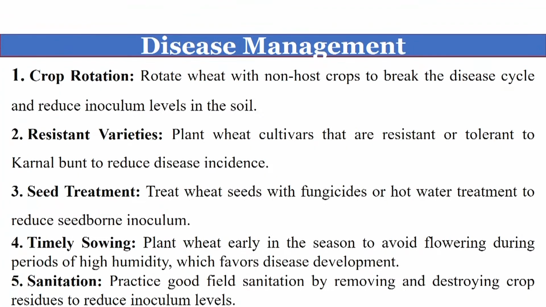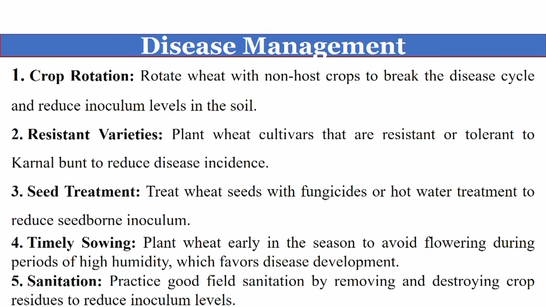And how can you manage this kind of disease in the field? First of all, rotate the wheat crop with a non-host crop to break the disease cycle. Dear learners, it reduces the inoculum level in the soil, so the pathogen load in the soil may decrease. You may also grow resistant or somehow tolerant varieties or cultivars to kernel bunt to reduce the disease incidence. And seed treatment is important: treat the seed with fungicide or hot water treatment to reduce the seed borne inoculum.